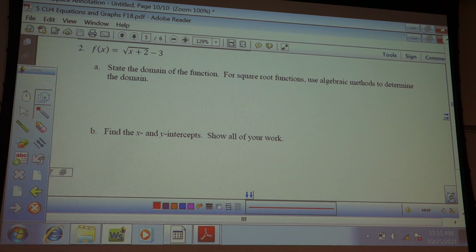So what do I know about the inside of this? X plus 2 has to be what? Check with your neighbors. X plus 2 has to be what? If you're not talking to your neighbor, I will call on you. Better check with other neighbors then.